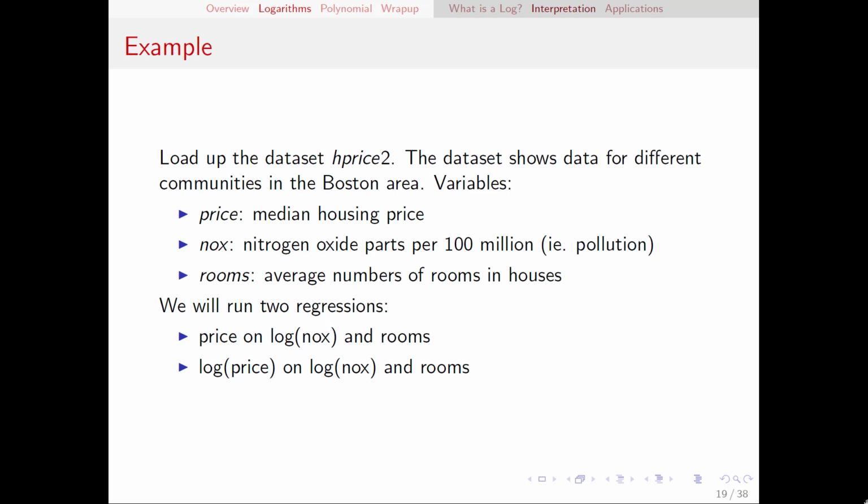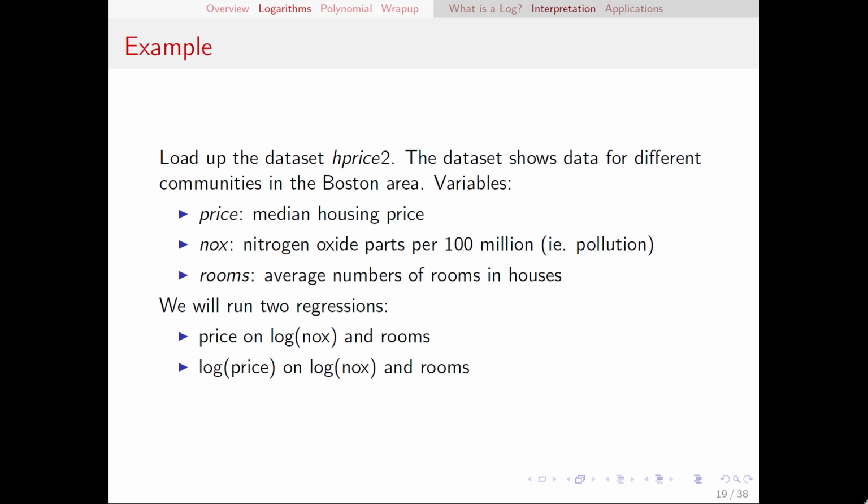We have three variables of interest. Price is the median housing price in each of these communities. NOx is the nitrogen oxide parts per 100 million. This is basically a measure of how polluted the air is. And finally, rooms, the average number of rooms in houses in that area. This is going to tell us roughly how big the houses are.